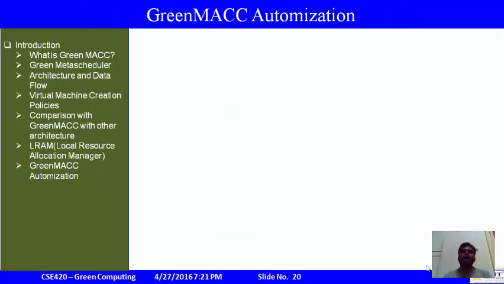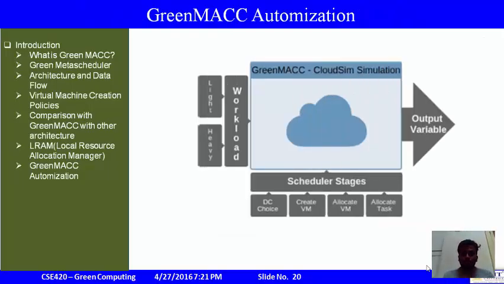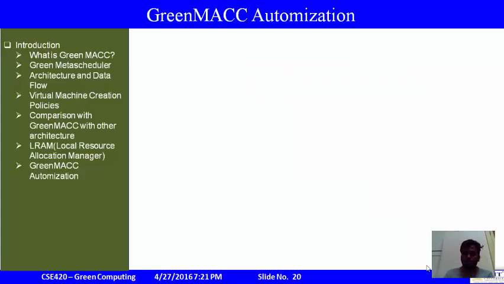Now, Green MAC automation. This image is basically the data flow diagram for the Green MAC automation, where we can choose either light or heavy workload. Then Green MAC cloud simulation, which forwards us to the scheduler stages, which we have already seen: DC choice, create virtual machine, allocate virtual machine, allocate task, and then finally we get the outputs.